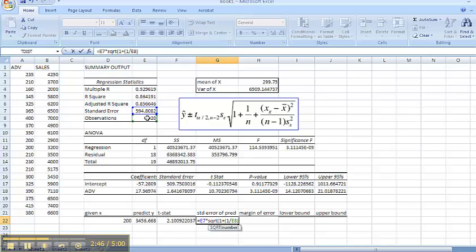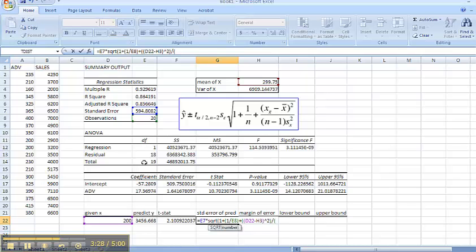so n here is 20, plus, moving on here, so I have 1 plus 1 over n, I've entered that. Moving on to the numerator of our fraction. X given is my 200 minus my mean of x, squared. Now I need to put parentheses around all of that. So I tell Excel, do all of this information first. Subtract 200 from my overall mean of x and square that, then take that information and use it to perform the operations on the denominator.